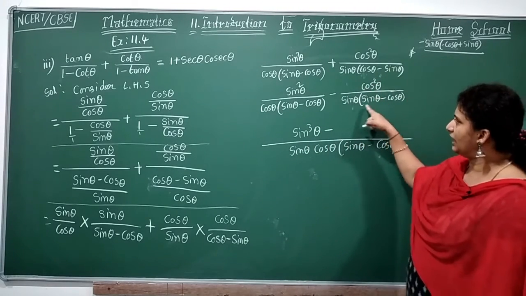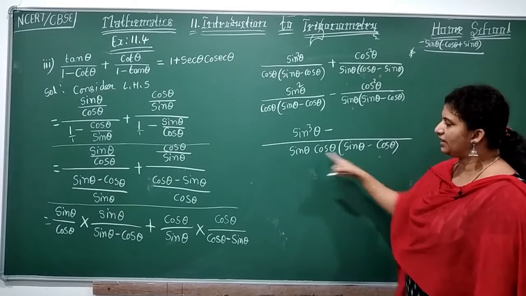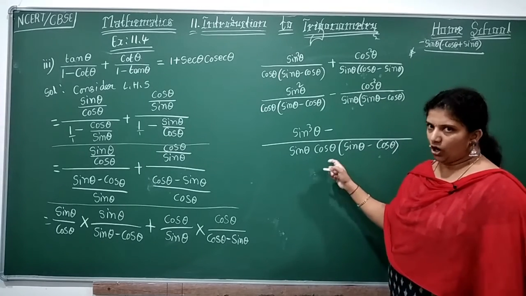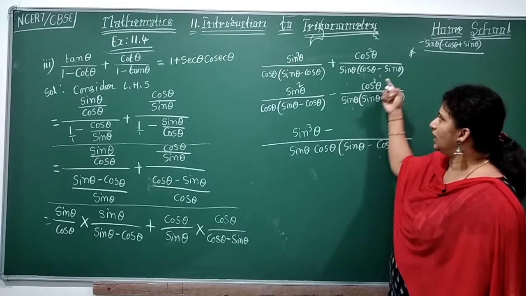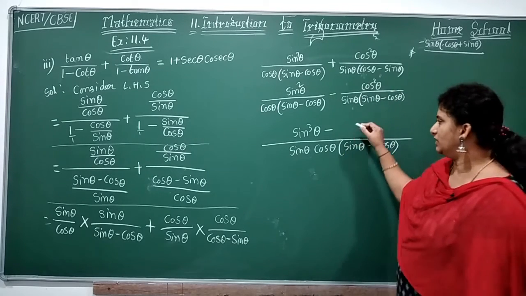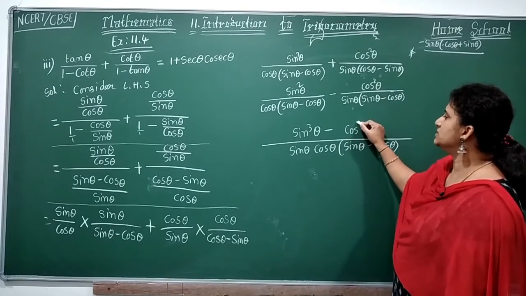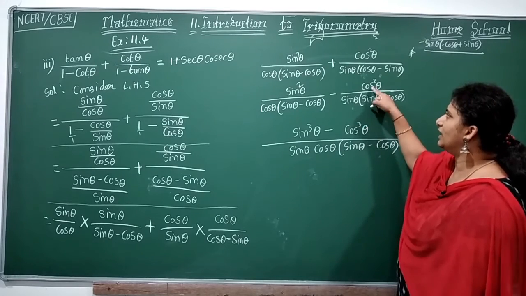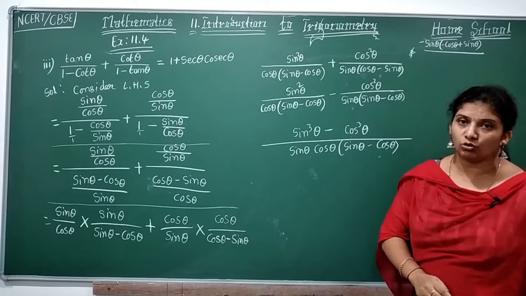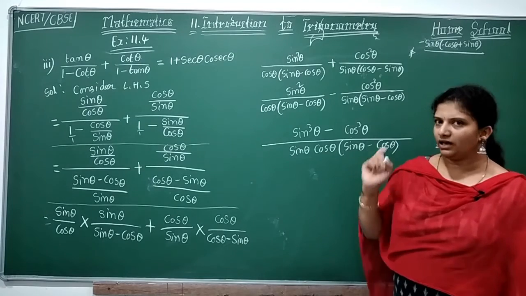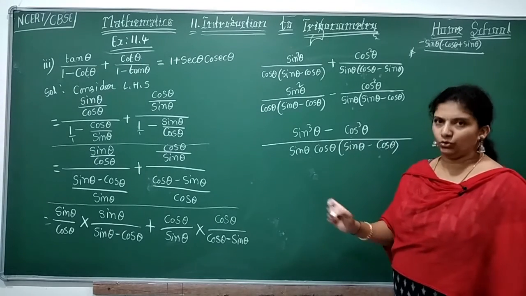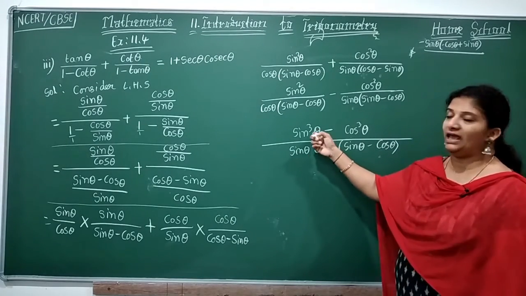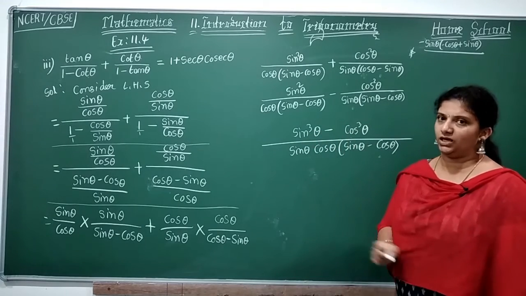It will be sin cube theta minus. Here, sin theta into sin theta minus cos theta there. What is missing? Cos theta. This cos theta multiplies the numerator. That is cos square theta into cos theta, which will be cos cube theta. Now I can remember some formula. What is that? A cube minus B cube.